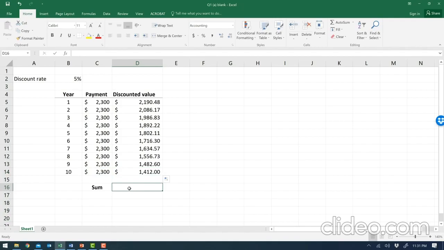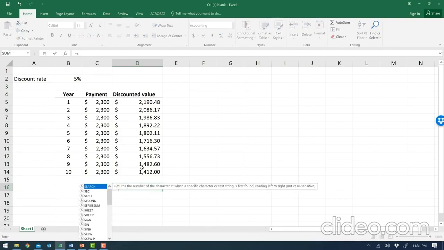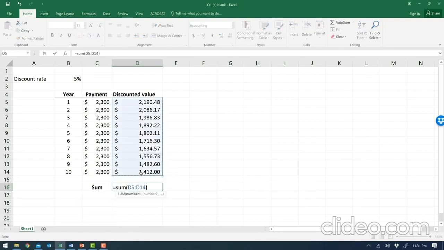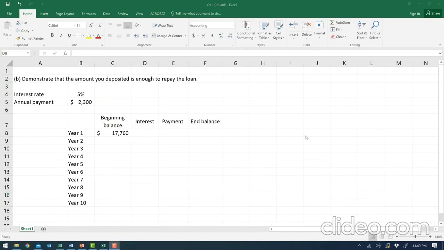To find the total value of these payments in present value terms, we will just add them up. This gives us exactly $17,760, the same value that we obtained by using the annuity formula. Let's enter the second part of this question by demonstrating that depositing $17,760 is enough to fully repay this loan.